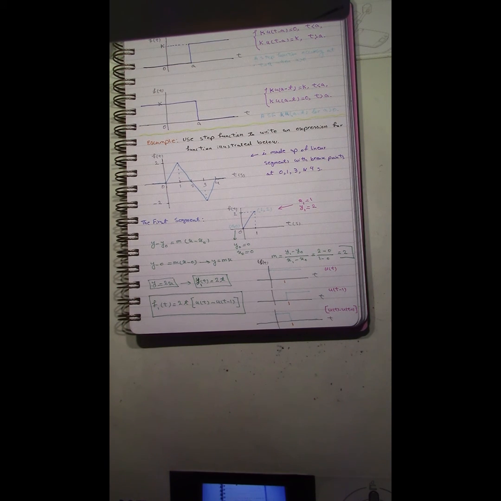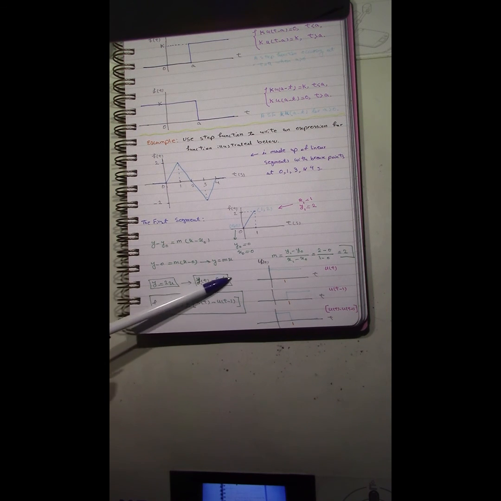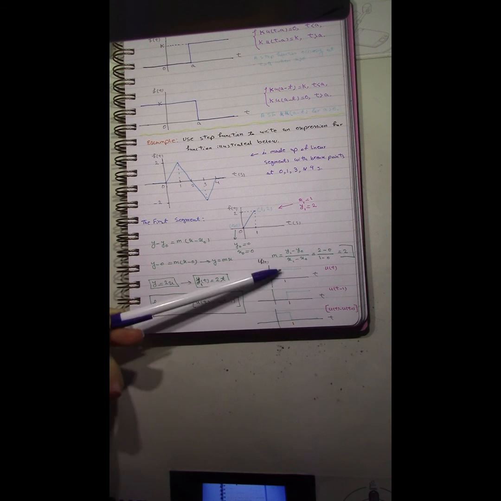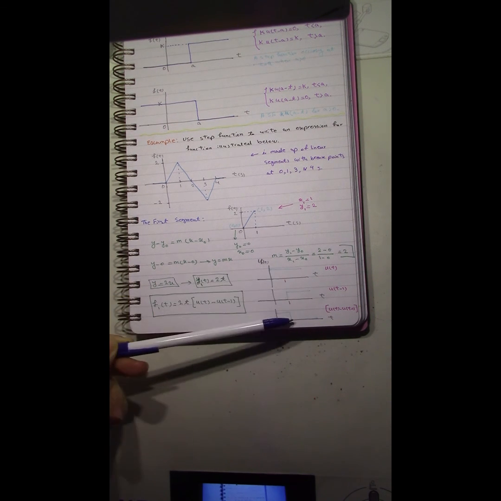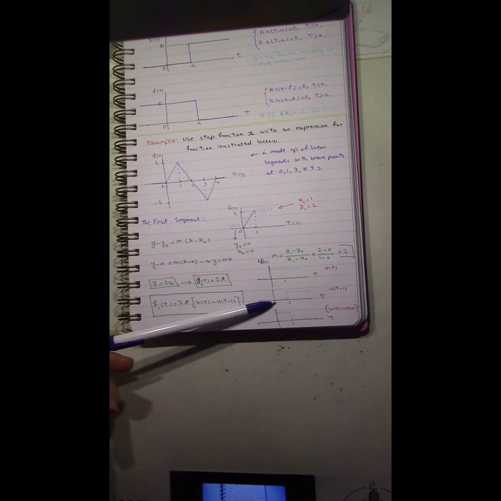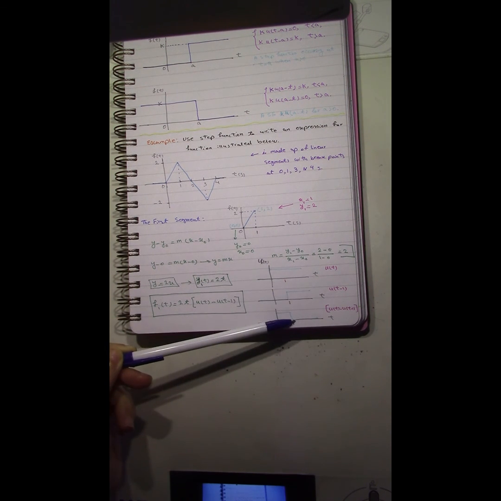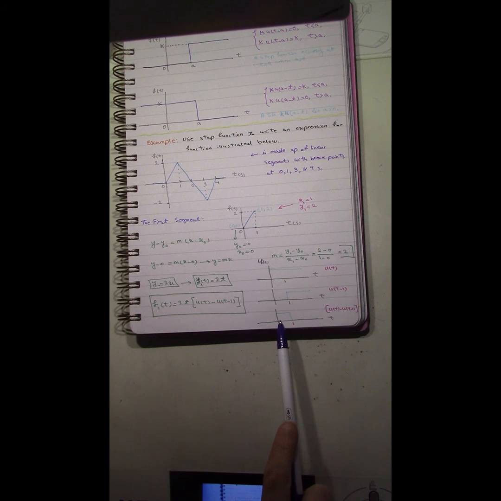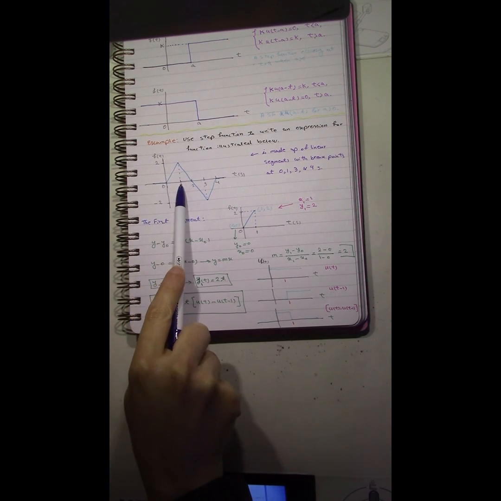So if you face examples or problems like this, you find the different segments. For the first segment, we use this equation to achieve the final equation for the first segment, and then find step functions. So for this one, u(t minus 1), I get this part from 0 to 1.